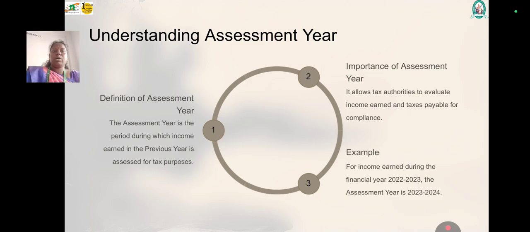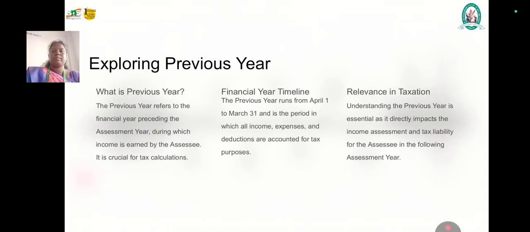So first we can see what is assessment year. Assessment year is the period during which income earned in the previous year is assessed for tax purposes. It is important to allow the tax authorities to evaluate income earned and tax payable for compliance. For example, for income earned during the financial year 22 to 23, the assessment year will be 2023 to 24.